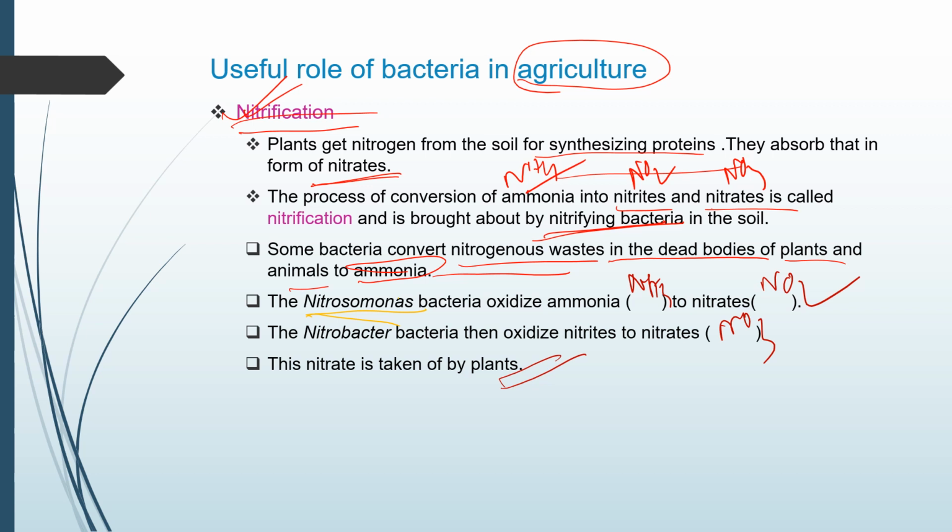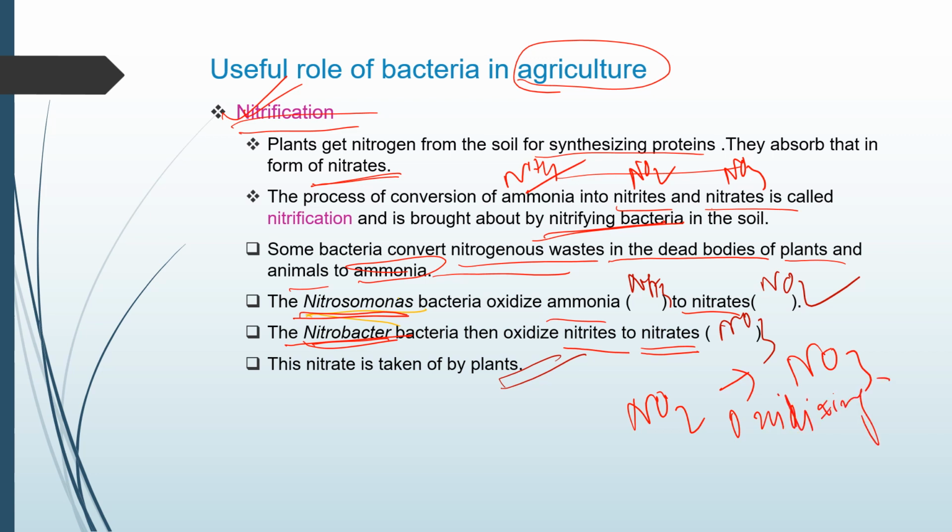So the conversion of ammonia into nitrites and nitrates is done by several bacteria. The common bacteria are Nitrosomonas and Nitrobacter. Nitrosomonas converts ammonia to nitrites, and Nitrobacter is a bacterium which is oxidizing nitrites to nitrates. Is it clear? So nitrites are NO2 and nitrate is NO3. They are oxidizing nitrites to nitrates. Okay, so let us move on to the next part.